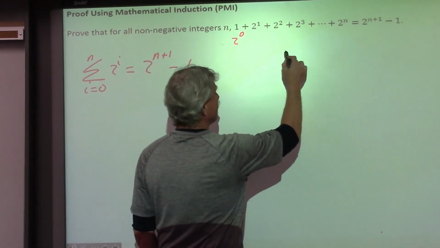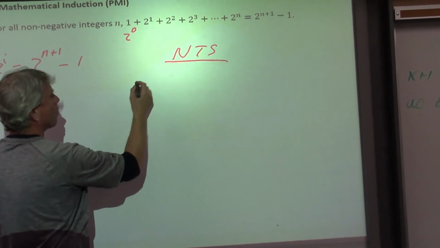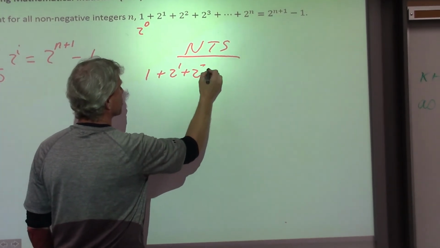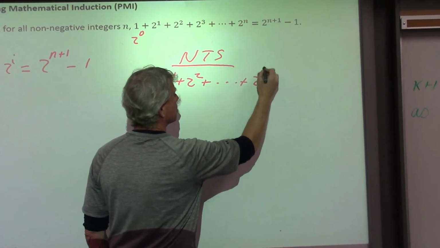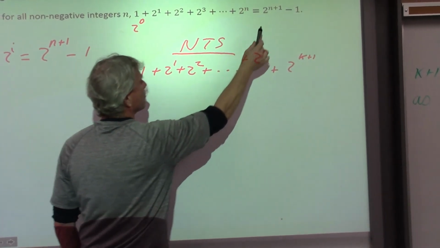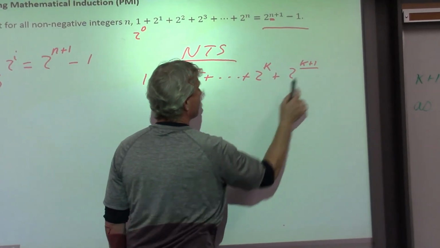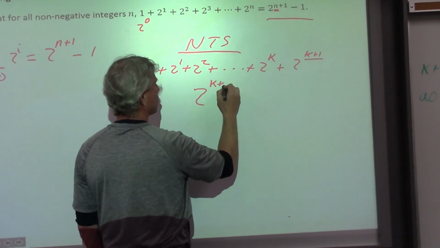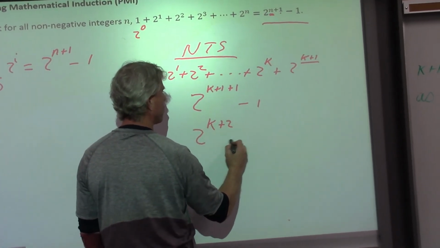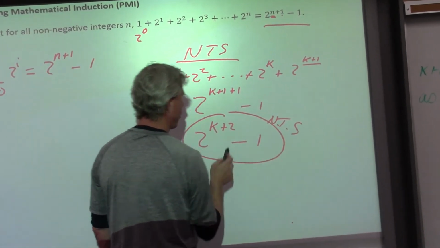This is a good one where it is good to know what you need to show. And what you're needing to show in step 3 of the inductive process is that 1 plus 2 to the 1 plus 2 squared plus dot dot dot plus 2 to the k plus an extra 2 to the k plus 1 can be given by using the formula directly, which would give you 2 to the, replace n with k plus 1, 2 to the k plus 1 plus the extra 1 minus 1, which is 2 to the k plus 2 minus 1. This is what we would need to show. Need to show this right here.